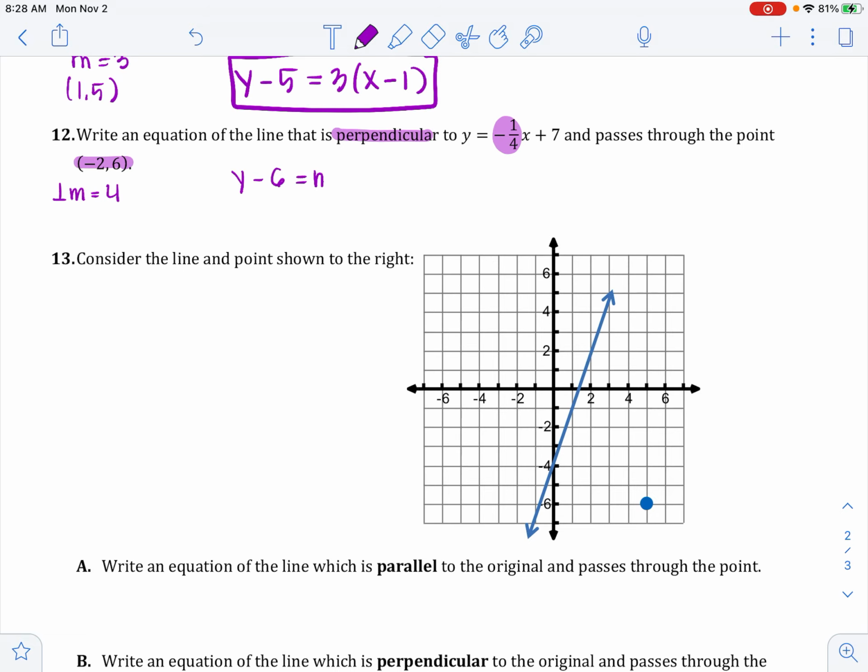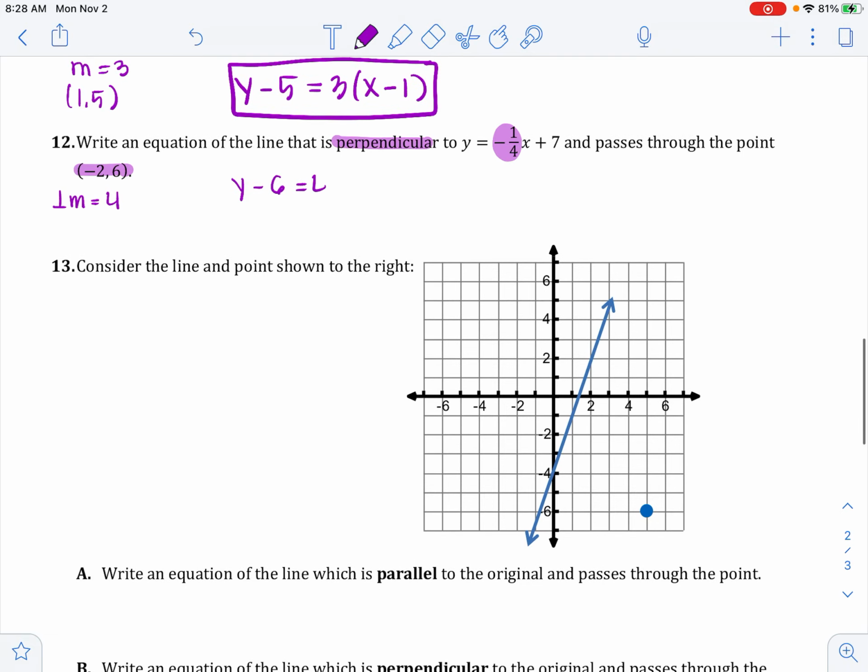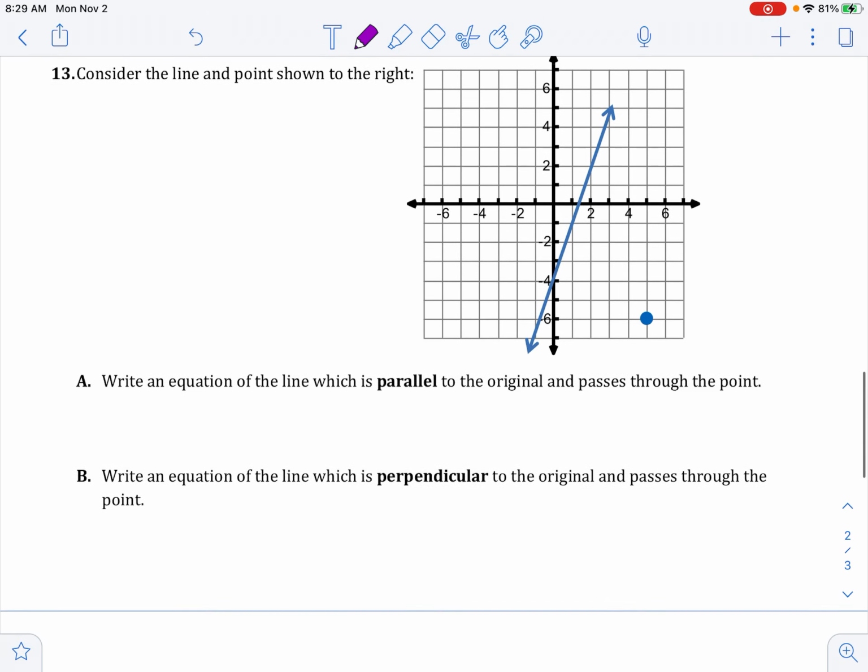So now I have y minus y1, which is 6, equals m. Oops, I almost just wrote down the letter m. M, which is 4, times x minus x1, which is a -2. So since it's a double negative, I'm going to turn it into a positive. And there's my answer for that one.